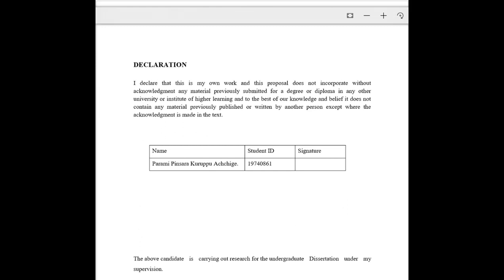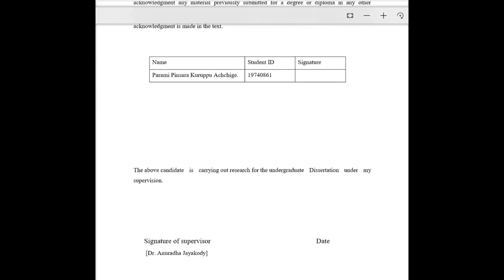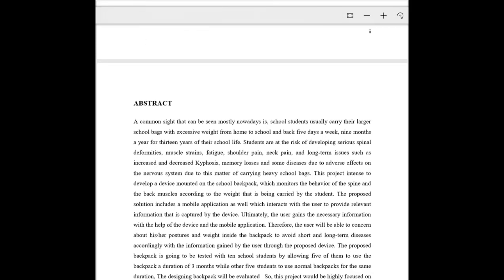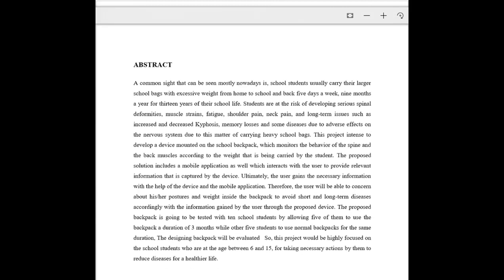The second page is declaration. The third page is abstract. This abstract is like a summary of the project that I am going to implement. So the abstract provides a short introduction, a brief information about why I am going to develop this device, how the implemented device is going to assist the school students, and the proposed testing after implementing the device.